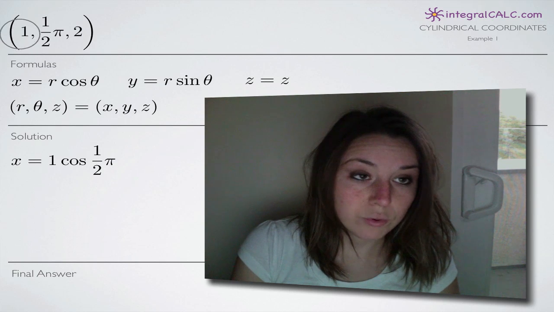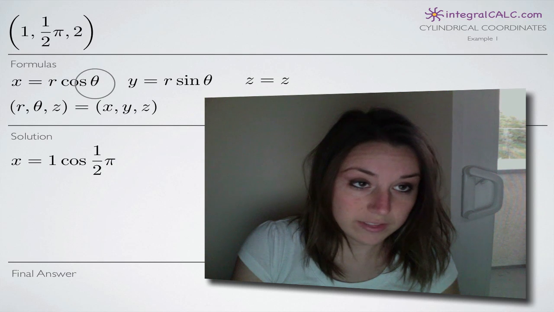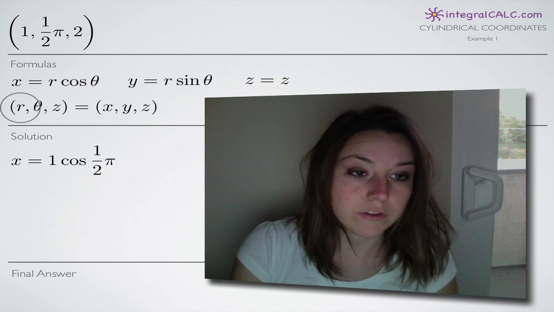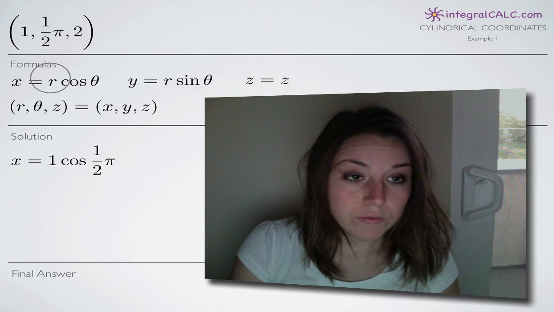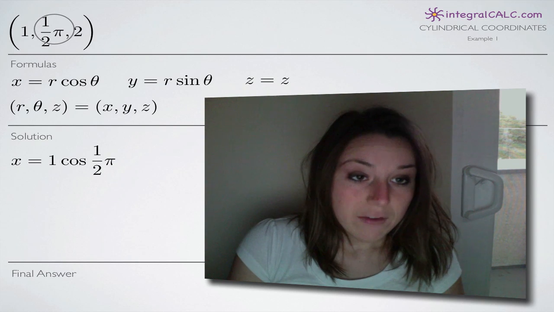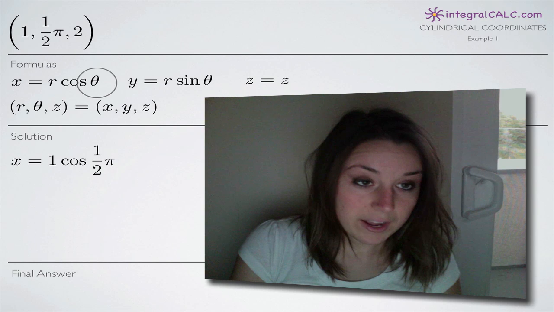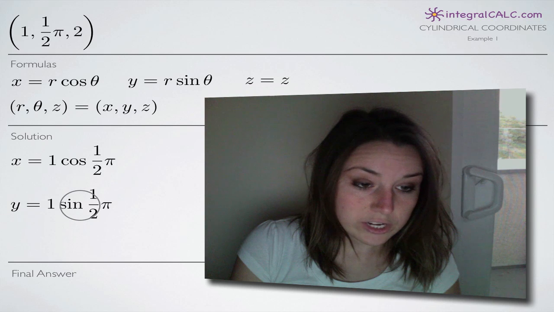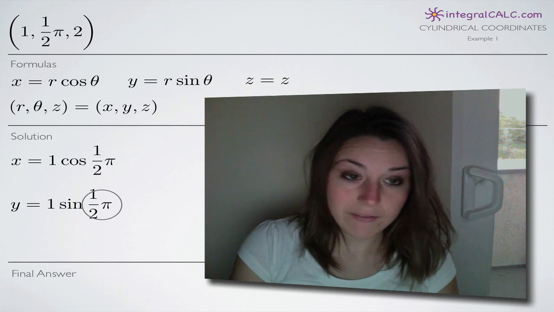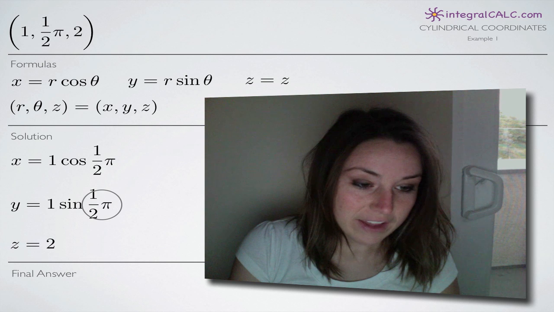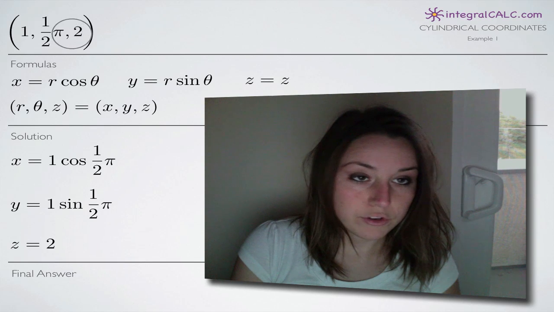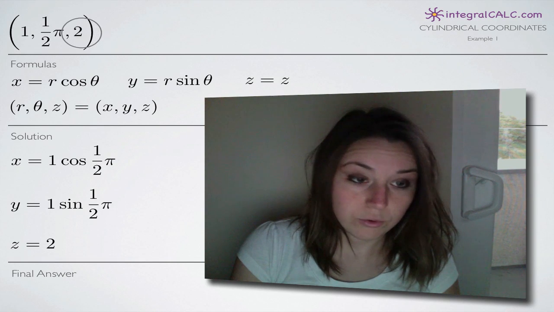The way that we're going to convert the x coordinate 1 in the cylindrical coordinate to a rectangular coordinate is by using this r cosine theta. So we're going to plug in 1 for r, because remember our cylindrical coordinates are r, theta, and z. We plug in 1 for r, and we plug in 1/2 pi for theta, and that's going to give us our x coordinate. We're also going to get the equation for y, plugging in 1 for r and 1/2 pi for theta, and we'll get the equation z equals 2 because we just have z equals z here. We're going to pull the 2 coordinate straight from the original coordinate that we're given.